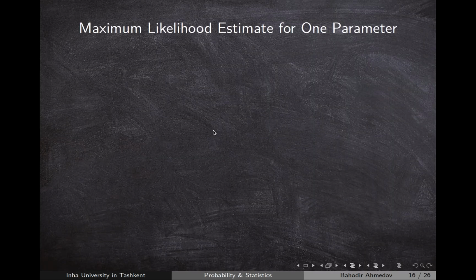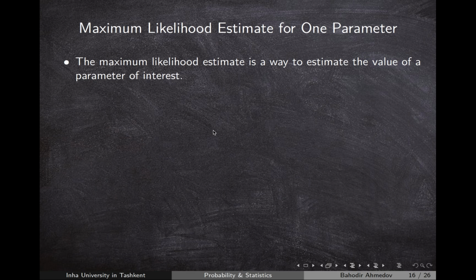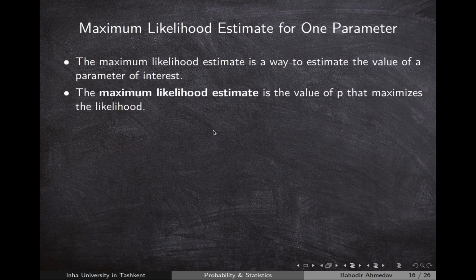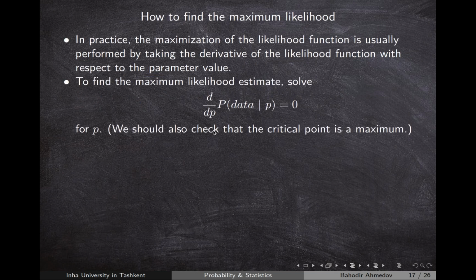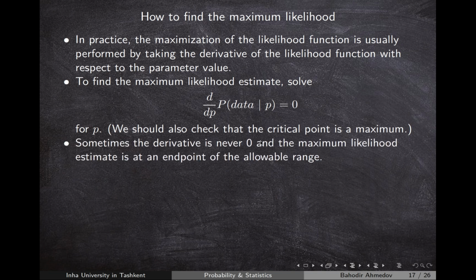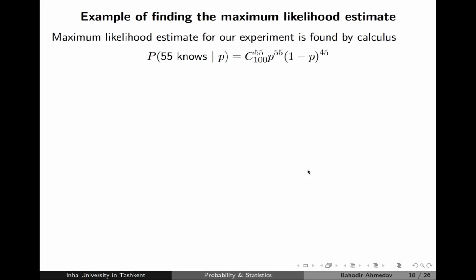In order to choose the estimate of the parameter p, I would like to choose it by maximizing the likelihood function. So the maximum likelihood estimate is the p that maximizes the likelihood function. Usually I maximize it by taking the derivative with respect to p and equating it to 0. If the derivative never equals 0, I would maximize the likelihood function at the end points of the allowable range for the parameter.